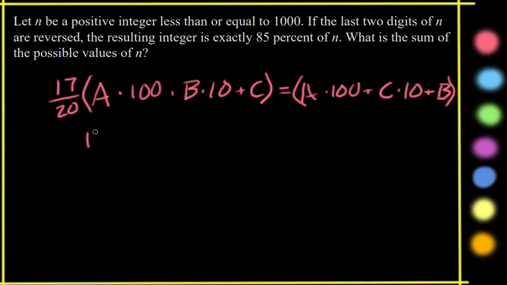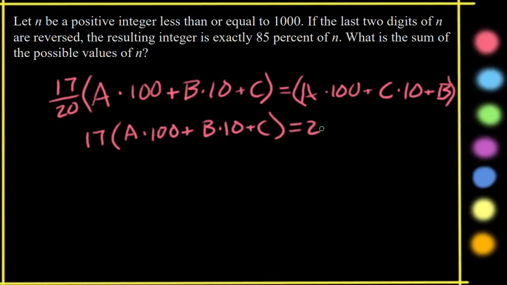So I'll have 17 times a times 100. This was supposed to be a plus here. My apologies. Plus b times 10 plus c. That's equal to 20. Whoops. 20 times 100a. I don't know why I'm writing a times 100. 100a plus 10c plus b. All right. Now let's subtract.